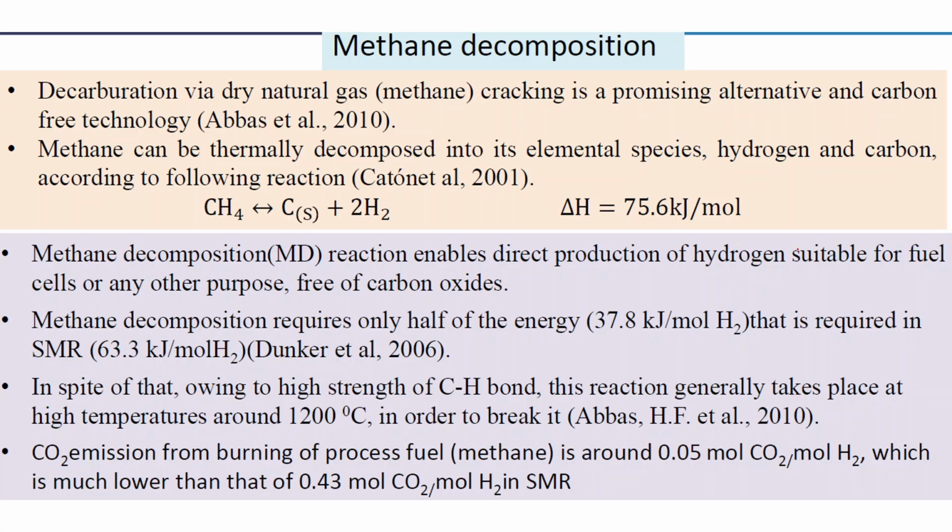Coming on to another technique for the production of hydrogen, which is methane decomposition. Apart from reforming, another technique is methane decomposition. Methane is cracked in the presence of heat. This reaction gives solid carbon and hydrogen. So it is direct production of hydrogen suitable for fuel cells or any other purpose. Here a high temperature of 1200 degrees C is used. And carbon dioxide emission here is much lower, 0.05 mole of carbon dioxide per mole of hydrogen produced, which is much lower than the carbon dioxide produced by reforming.